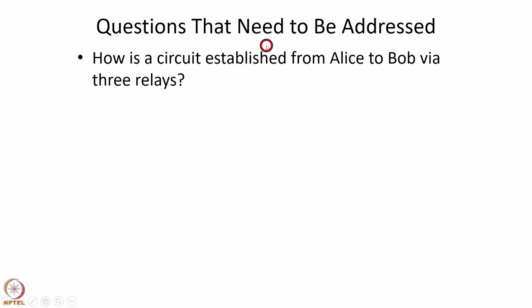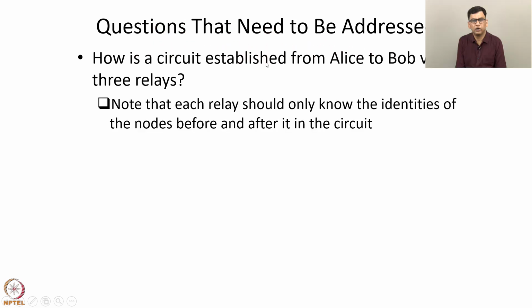the exit relay or the third relay also should not know the identity of Alice. So it's challenging to establish a circuit from Alice to Bob via 3 relays. So how is such a circuit established? Note that each relay should only know the identities of the nodes before and after it in the circuit.